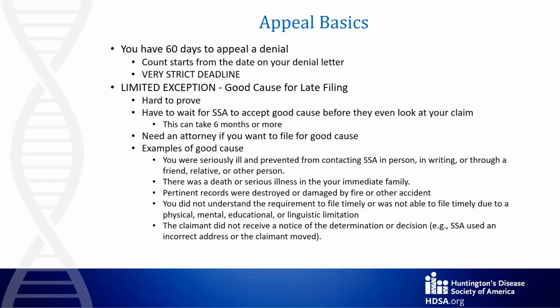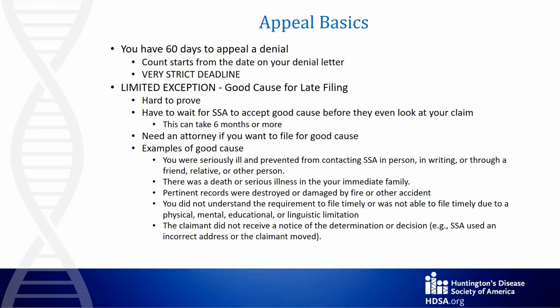If you're going to file for good cause, you really need to have an attorney. And there are very specific examples that Social Security is looking for, like you were seriously ill and prevented from contacting Social Security in person, in writing, or through a friend, relative, or other person. A possible example of this is if you get hospitalized, your friends and family can't find you, and either you're in a coma or you're mentally incapacitated at that time, but it rises to a very high level. Or there was a death or serious illness, or records were destroyed.